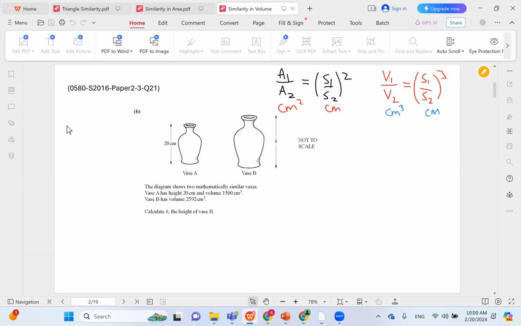Let's try to apply this to this problem. We also mentioned in the previous video that by convention, just to keep things consistent, we're going to use 1 for the bigger shape and 2 for the smaller shape. So let's plug in the values.